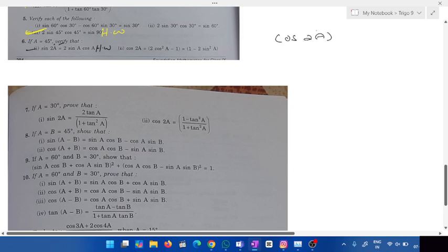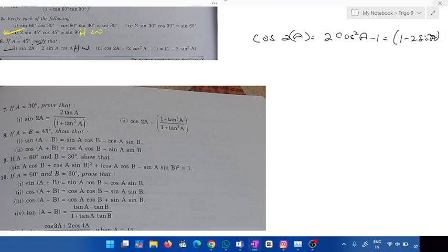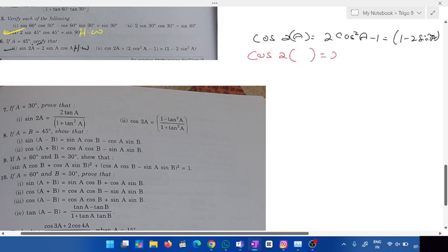Cos 2A is equal to 2 cos square A minus 1, that is equal to 1 minus 2 sine square A. Okay, tell me, how do you solve this, students? A is missing here. What is the value of A in the question? What is given in the question? Look at the sixth one.